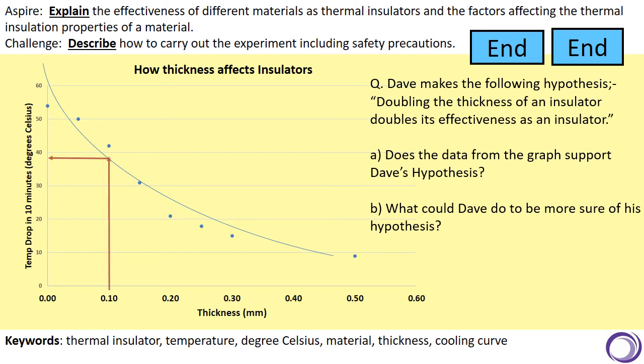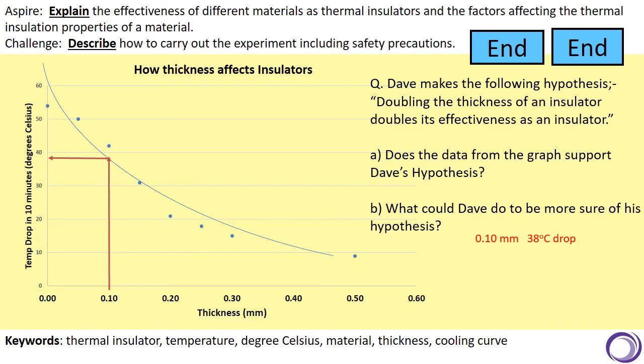So the numbers I've picked, I'm going to pick 0.1 millimeters. It doesn't matter if you've picked others, it just made sense for me to pick those. So I've gone up from 0.1 millimeters, I've gone up for the best fit line, and I've gone across there, and I can read from there the temperature drop. So 0.1 millimeters gave me a temperature drop of 38 degrees.